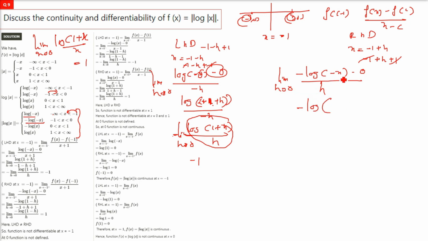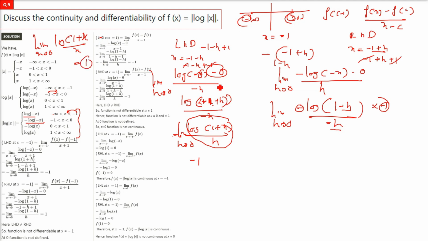So now you have a minus. So you have minus of minus 1 plus h. So it is minus x. So it is going to be 1 minus h. And in the denominator you have h. So limit h tends to 0. But we know that log(1 plus x) by x is going to be 1 if you apply the limit. So 1 minus h by minus h. So you just apply this. You need a negative in the denominator, so you have to have a negative in the numerator. So the negative gets cancelled. Log(1 minus h) by this formula is going to be 1. This is going to be 1.